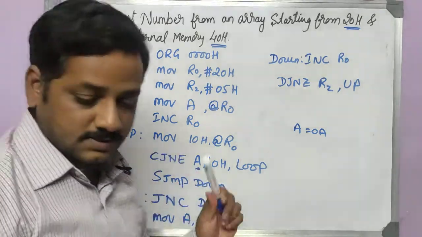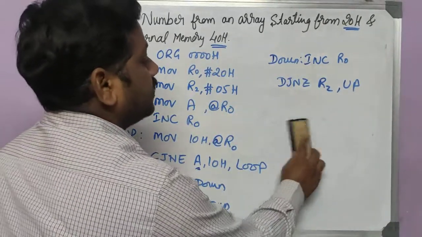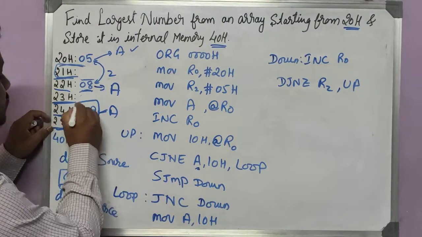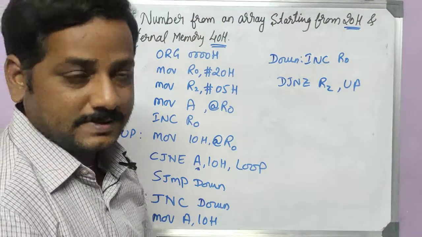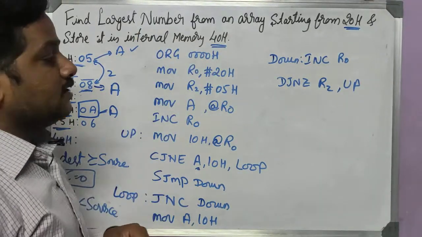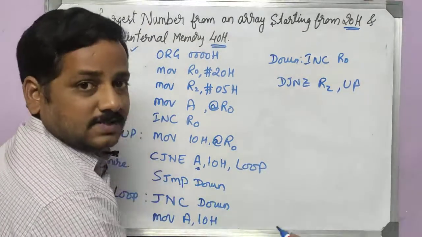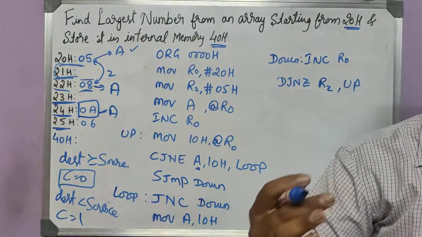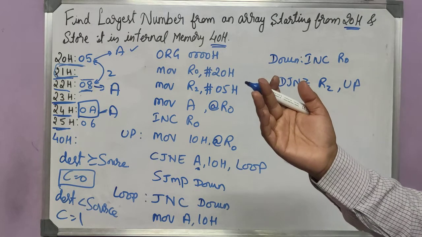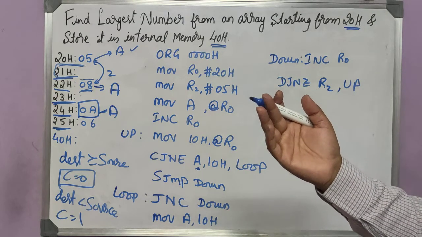But this is not the end. After these 5 comparisons, finally what happens? This A is going to be in the accumulator. That is the largest number. But I want to store that answer in 40H. So after coming out of this, we know that the largest number will be stored in the accumulator.